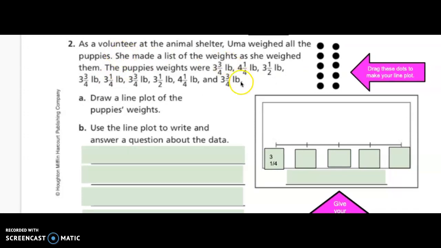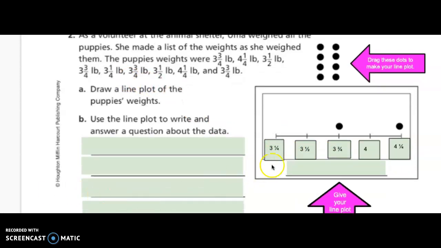You will be making a line plot about the weights of the puppies. And so I started, because you have to label, right? You're going to label each of these. I found that the lowest weight was 3 1/4 pounds. And then I look at the next highest weight, and I'm going to click in the box and I'm going to write 3 1/2 pounds. And then I'm going to write the next weight is 3 1/4 pounds. You can see that I have filled out all of the amounts from least to greatest, looking here.